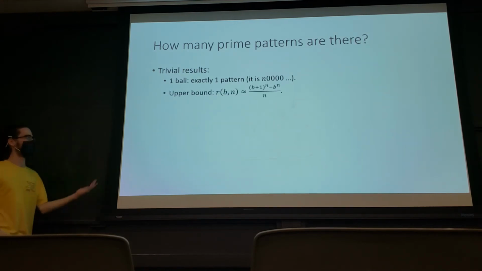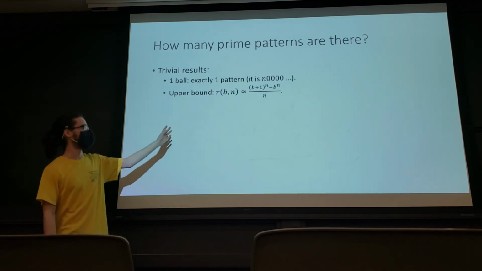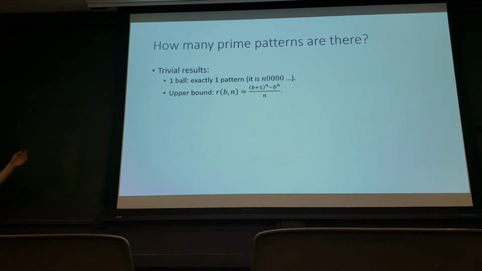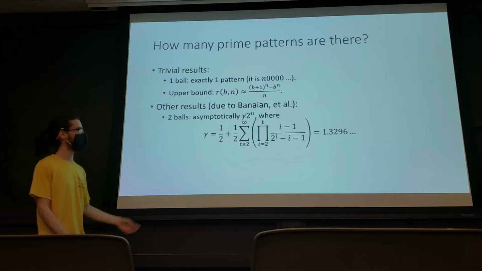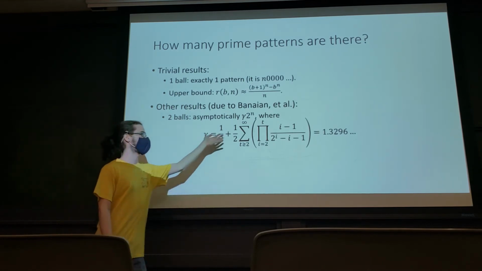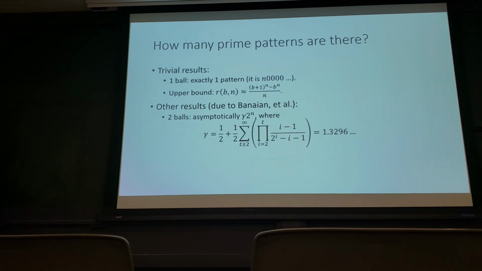We also have the trivial upper bound that the number of prime patterns must be smaller than the number of reduced patterns, and the number of reduced patterns is roughly (b plus 1) to the n minus b to the n, over n. So that means we have an exponential upper bound. And there's one really strong paper on this subject, and they figured out the 2-ball case pretty much exactly. It turns out for 2 balls, it's asymptotically equal to some constant times 2 to the n, and they have an expression for the constant. It's very complicated, and this is just for the 2-ball case.